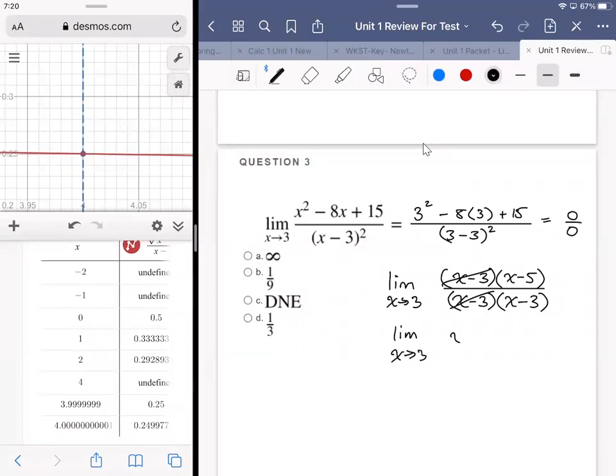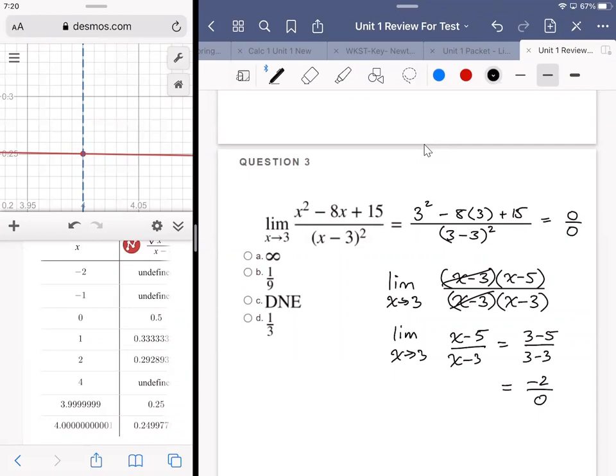Okay, so x minus 5 over x minus 3. Now I plug in my 3. I'd have 3 minus 5 over 3 minus 3, and this is the uh-oh situation, because I look at it, I say negative 2 over 0. And so that means one of 2 possibilities.